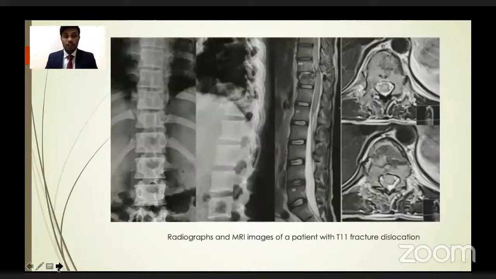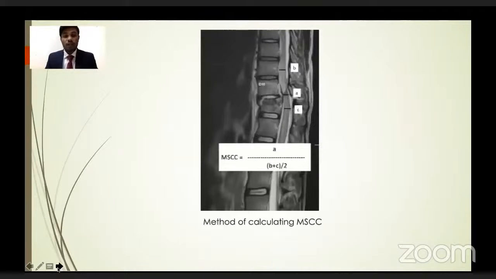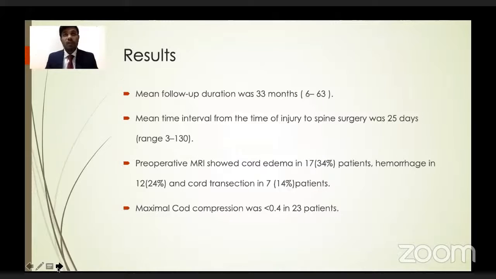The patients were investigated radiologically with X-ray, CT, and MRI. The patients were instrumented with pedicle screws. Even the fractured pedicle, if intact, was instrumented. The pre-op MRI was used to calculate the maximum spinal cord compression as follows. Then there was a mean follow-up of 33 months. The mean duration between trauma and surgery was 25 days.